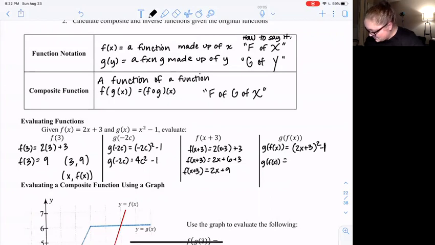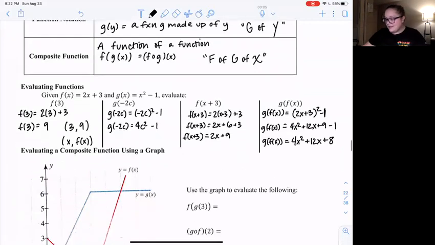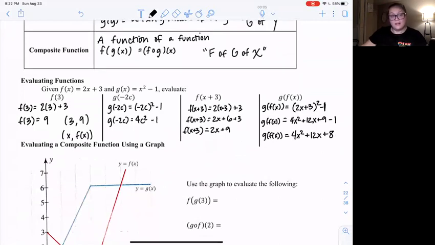We get 4x squared plus, the trick is 2x times 3, which is 6x, times 2, and that's going to give us 12x, plus 9 minus 1. So our final composition is equal to 4x squared plus 12x plus 8. And that's it. So now let's talk about how you evaluate a composite function when you have a graph.